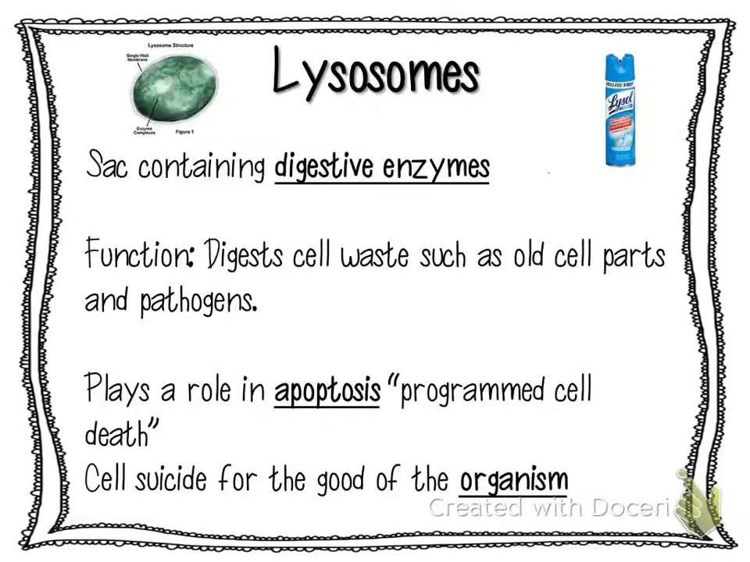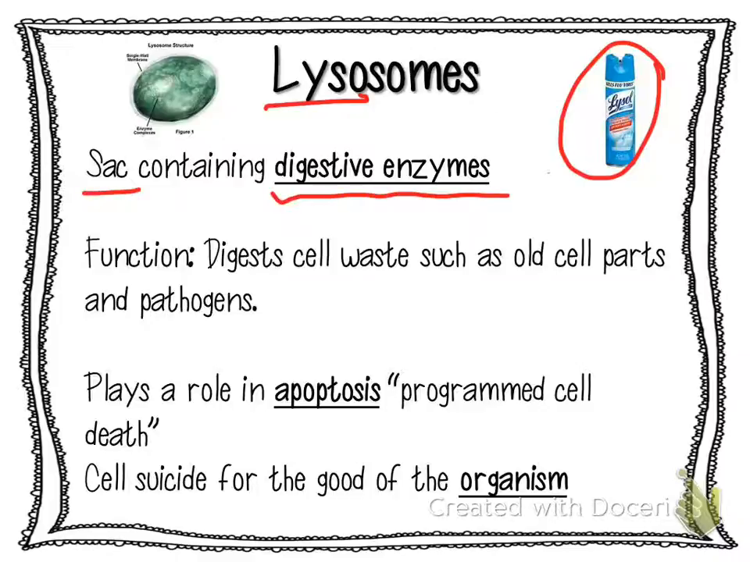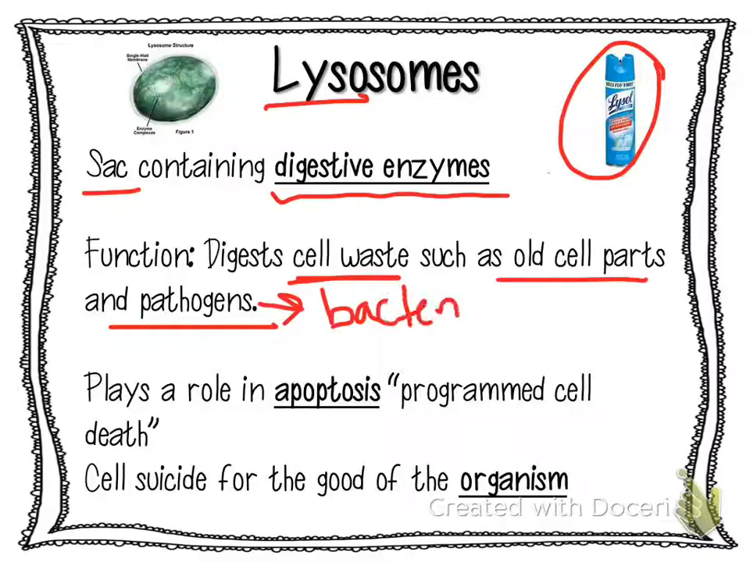Lysosomes. When I think of lysosomes, this prefix lyso makes me remember Lysol. And we use Lysol to get rid of things that we don't necessarily like or want around, like germs and things like that that can make us sick. Lysosomes do that for the cell. This is a sac containing digestive enzymes that are going to break down cell waste, such as old cell parts and pathogens. A pathogen being like a bacteria that infects the cell, or it could be a virus, something that gets in the cell that's not supposed to be there. It's the lysosome's job to take it out.